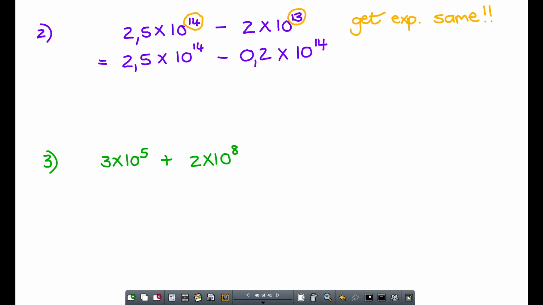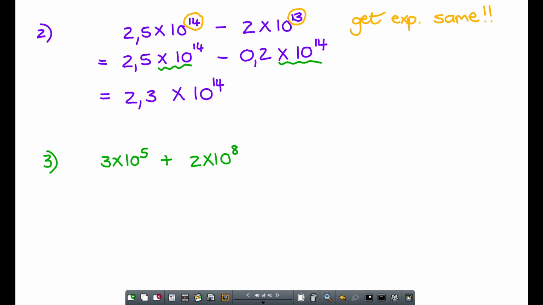Okay, so now you can see that they both have 10 to the power of 14, which means that I can now only look at the numbers in front of them. So 2,5 minus 0,2 is going to give me 2,3, and still times 10 to the power of 14.